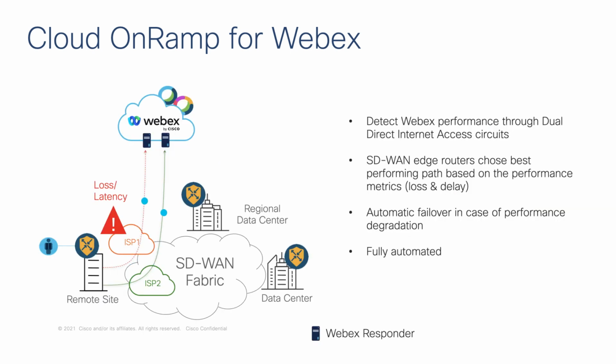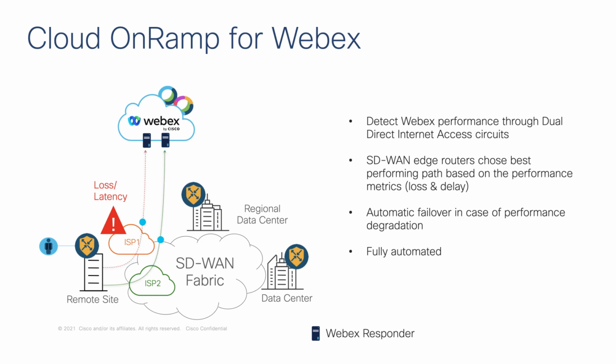With Cloud OnRamp for Webex, we can extend the SD-WAN fabric to Webex SaaS regions by using a path probing mechanism and probe the responders which are deployed at each Webex data center. Using the probing mechanism, branch routers can determine the best performing path based on loss and latency and intelligently steer Webex user traffic via the best performing circuit and improve user experience.